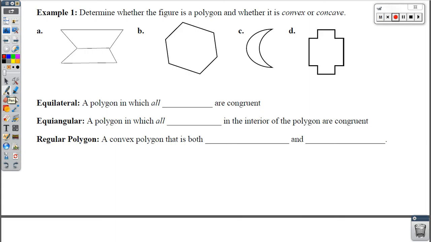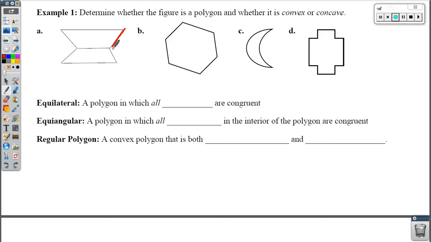For part A, determine whether this is, well, I guess first of all we have to determine if it's a polygon or not, and whether it's concave or convex. So for part A, this is a polygon. It's closed, and it doesn't have any curved sides to it. Polygons need to have straight sides. We don't say it's a polygon if there's any kind of curvature to it. So part A is definitely a polygon, but it is a concave polygon.